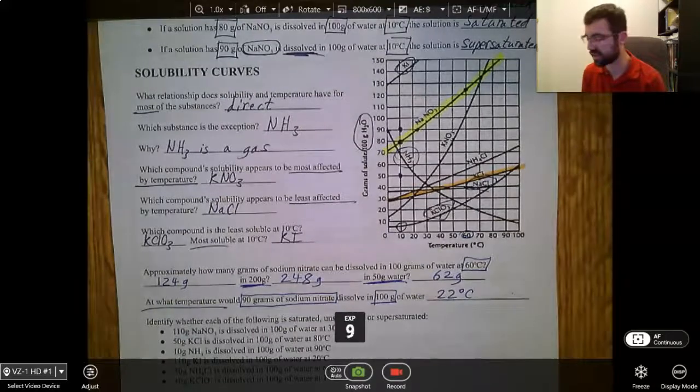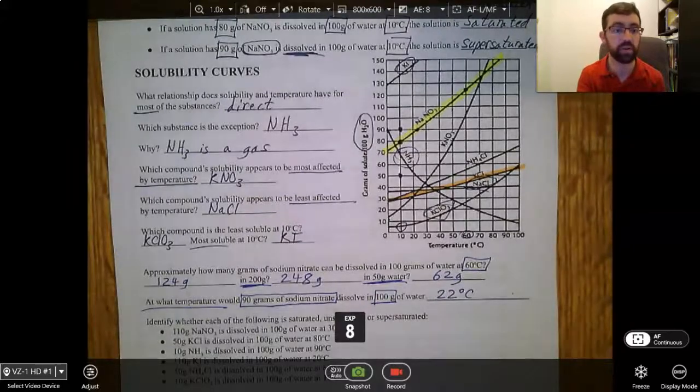All right, that's it for solubility curves. And then I'm going to pause the video here and we'll move on to our next topic.